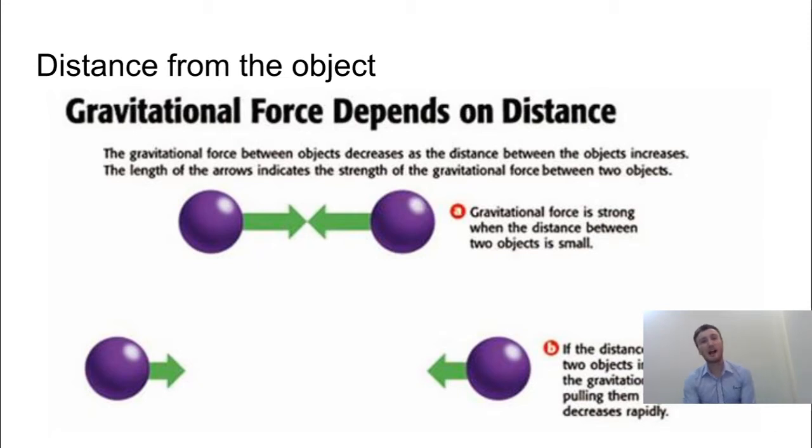So how strong the force of gravity is doesn't just depend on the mass of the objects, but also depends on the distance. So if objects are closer together, there's a stronger gravitational pull, whereas if they're much further apart, there's not such a strong force.